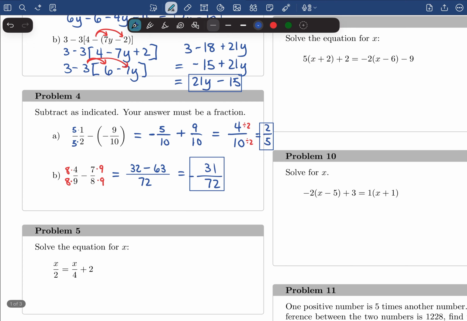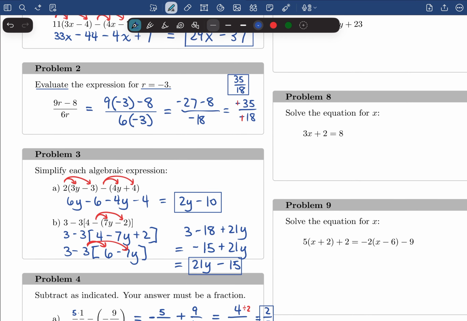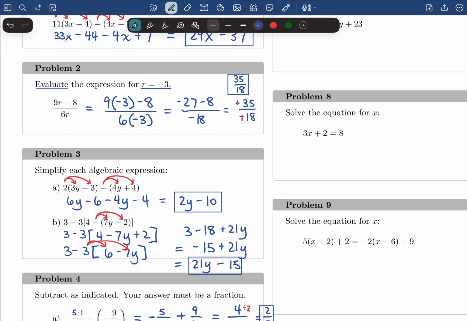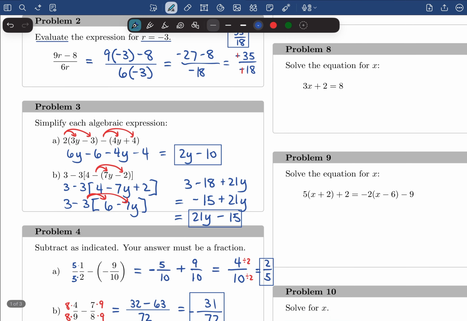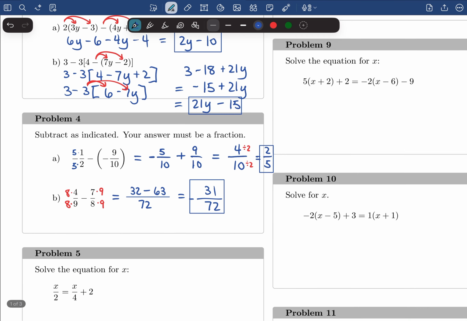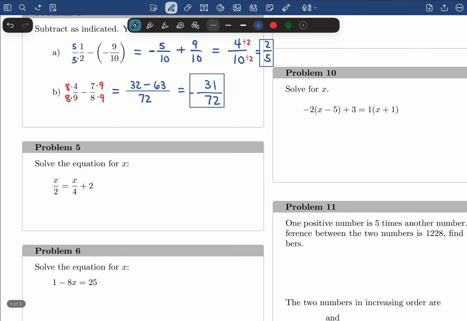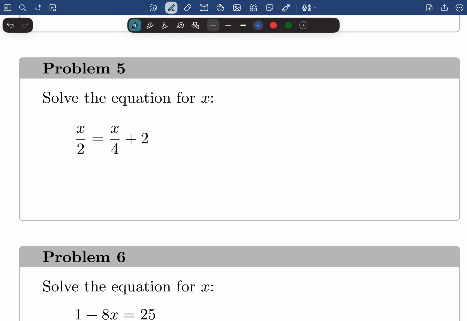Now, so far, problems 1 through 4, we were simplifying algebraic expressions, or evaluating by plugging in a number and simplifying. Now it's time to start to solve equations for a variable. So problem number 5, solve the equation for x, and it says x divided by 2 equals x divided by 4 plus 2.